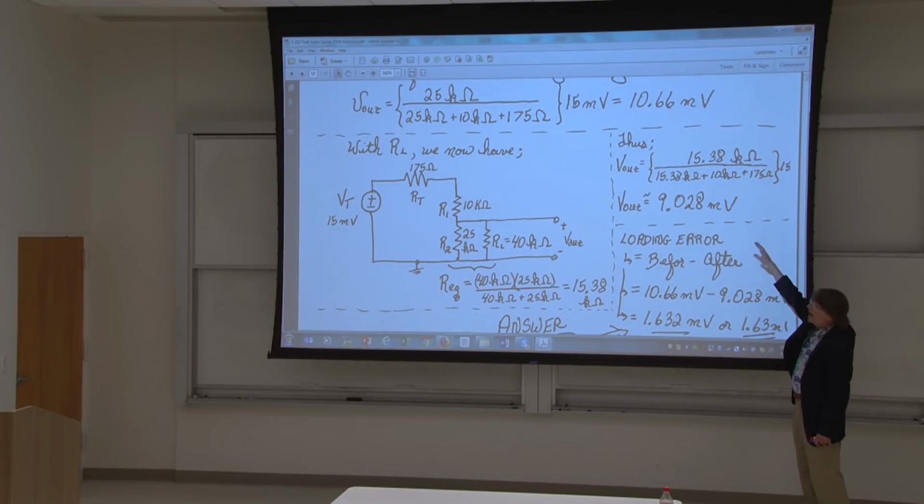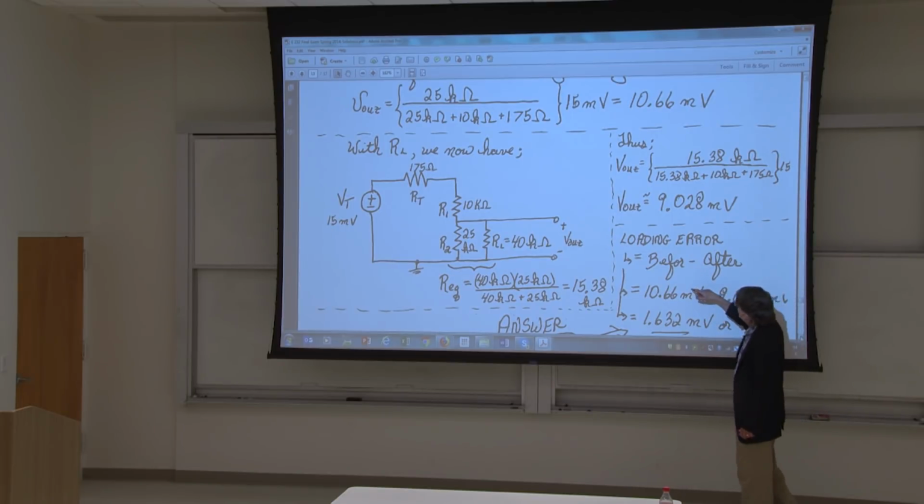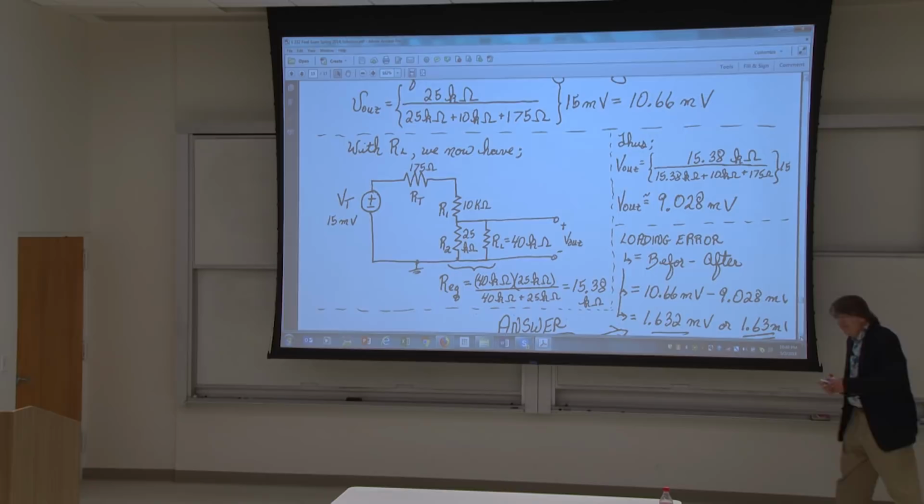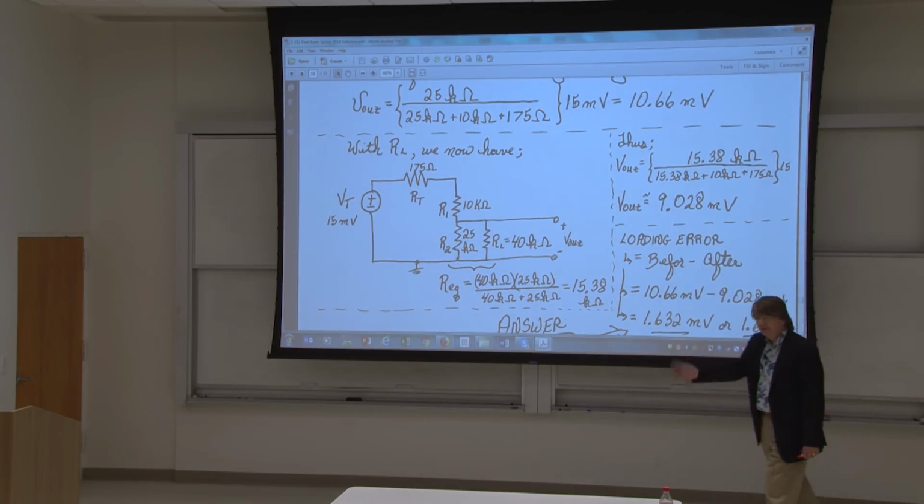So V out is now approximately 9 millivolts. Up above, it was like 10.6, 10.7. That's the loading error, the difference between the two. So V before minus V after. Look at this, I dropped an E. I don't know where it went. So it's V before minus V after. And we get the difference between the two, which is right around 1.63 millivolts. That's it. We're done.